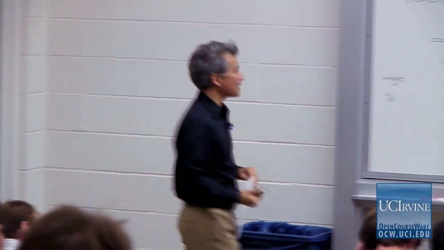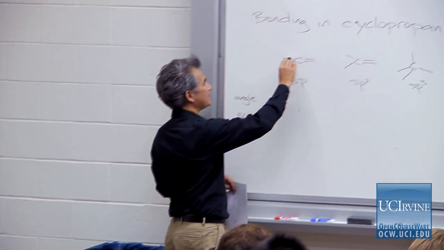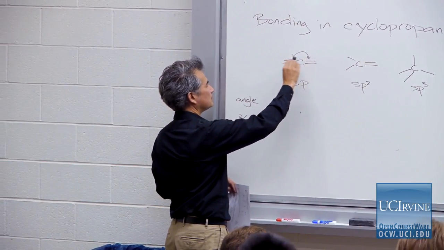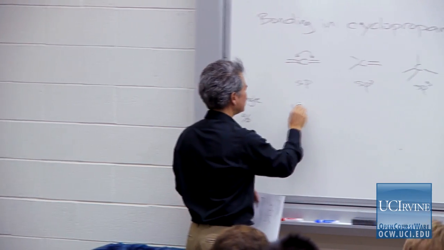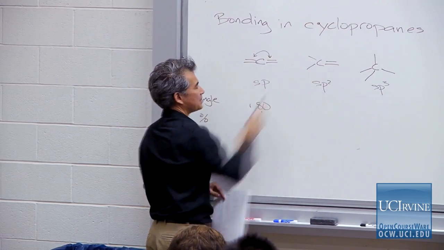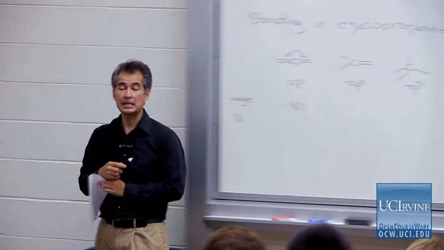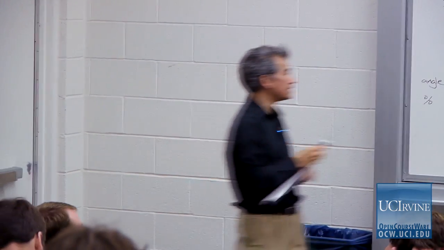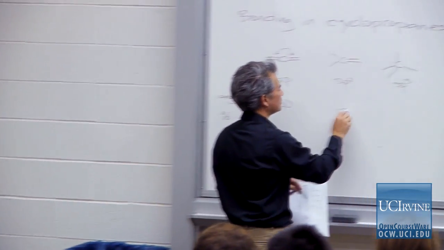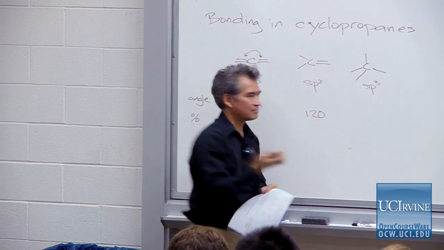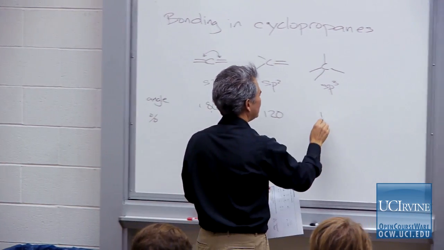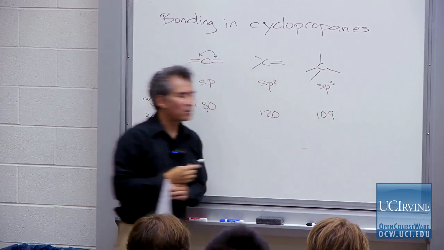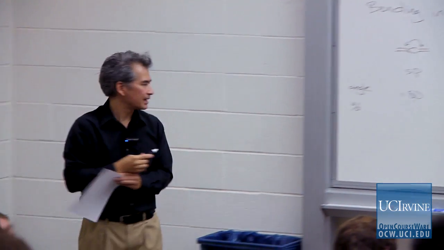If I look at the bond angles here, what's the bond angle right here? It's 180. How about the bond angle for alkenes or ketones? It's 120. How about in a perfect methane molecule? I'm just going to leave 109.